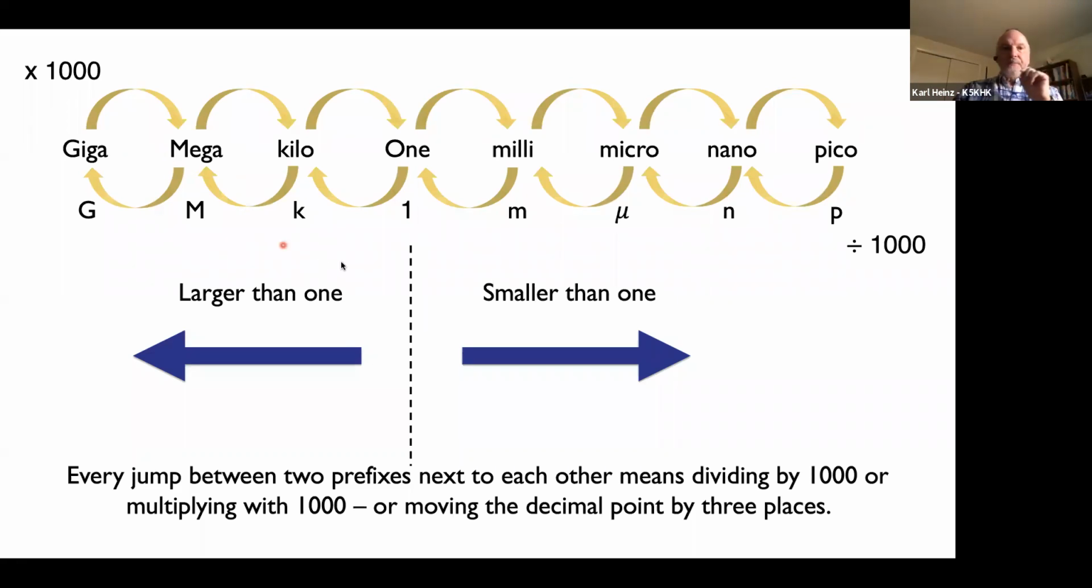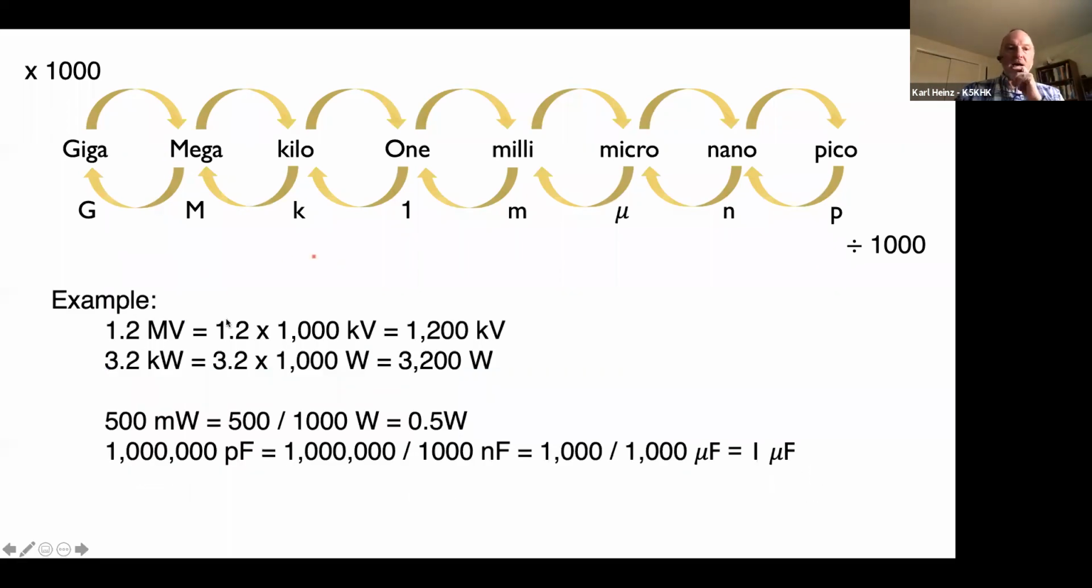So here are a few examples. And again, it doesn't matter what type of value we deal with. The prefixes are always the same. They behave the same way. So I have a few examples here.